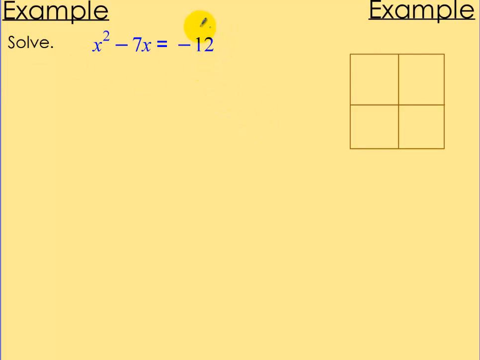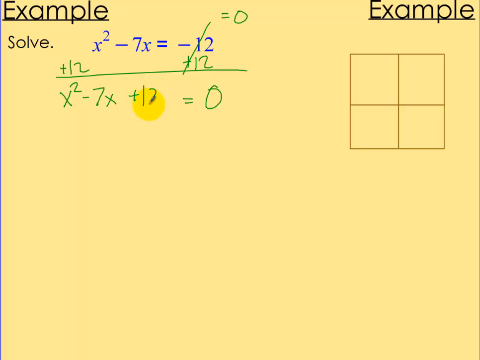Okay, so your first step is to see, is it set to equal 0? In this case, it's not. So I need to make it equal 0, and the way I'm going to do that is get rid of this -12 by adding 12 to both sides. So you have to add 12 to both sides. When you do that, these 12s will cancel. I get equals 0 over here, and then I'm going to write this as x squared minus 7x plus 12. There, now we're set. Now I can factor those.